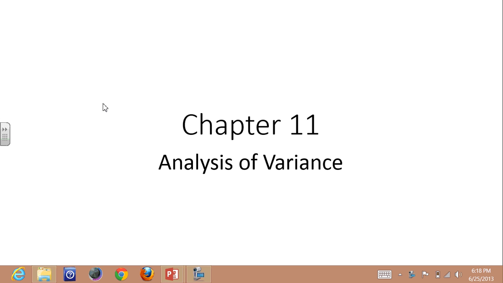Okay, so now we're continuing on with comparing samples. Now in chapter 8, we were comparing two samples to proportions, to means, and to variances or standard deviations. Now in chapter 11, we're going to be comparing samples with three or more samples, and we'll be comparing the means between these samples.